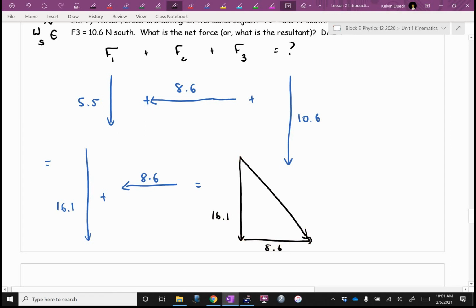Try this one on your own. I'll do it up here. I won't freeze my screen, but I won't give you any narrative. Try getting the magnitude of this resultant on your own. Oh, the 8.6, I pointed the wrong way, Mr. Dewick. Jordana, candy for you.